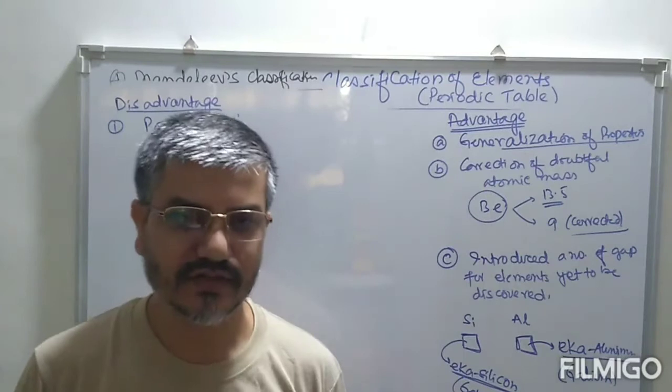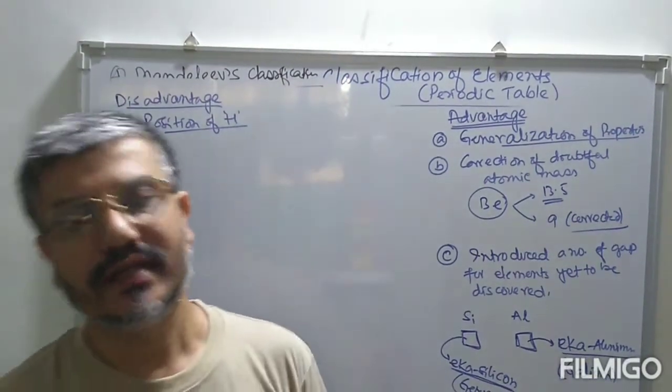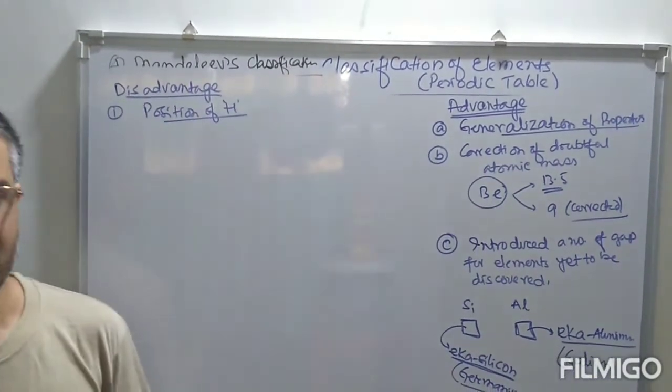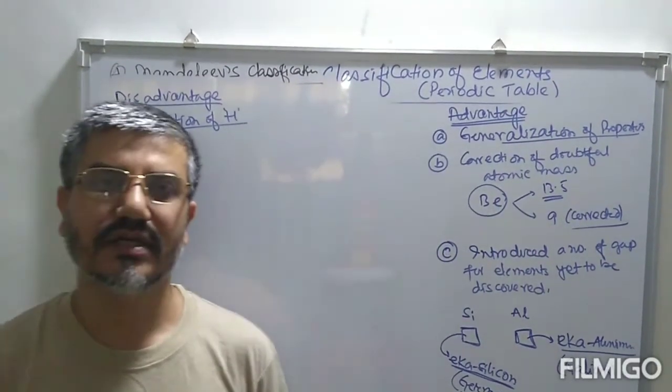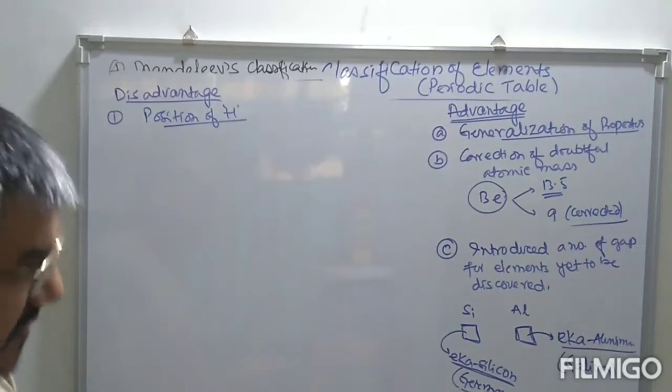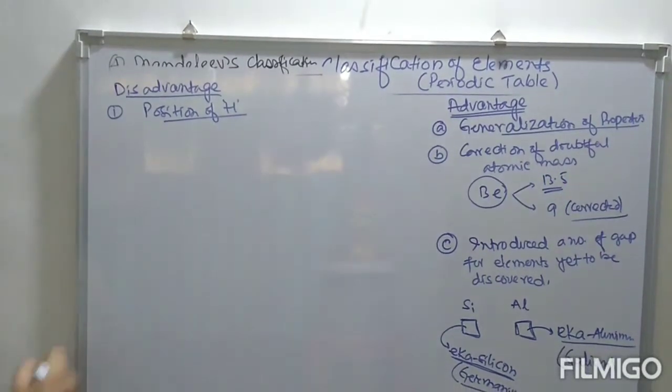So the position of hydrogen is still controversial. There should be a separate position for hydrogen, but normally in the periodic table it is placed along with group 1, that is alkali metals. So this becomes a disadvantage.